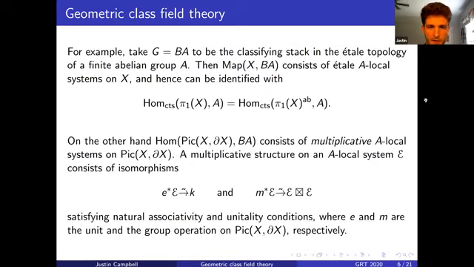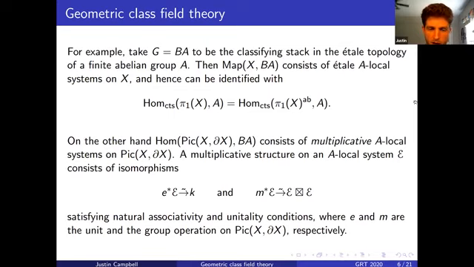On the other hand, what appears on the other side is homomorphisms from this Jacobian into this classifying stack B of A. So these are exactly multiplicative A local systems on the Jacobian. So a multiplicative structure, again, it's a fairly standard concept. I think sometimes people call these character sheaves. There's a few different names, but it's just the following structure.